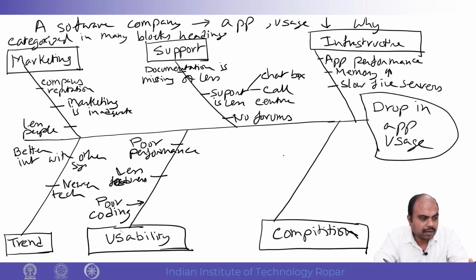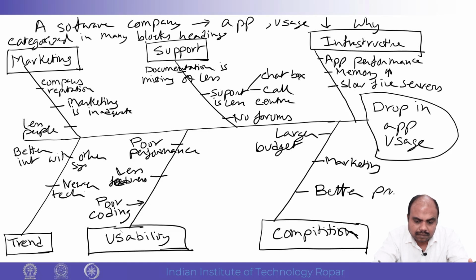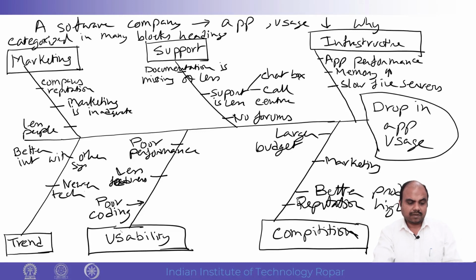In competition, they are telling other competitors have a larger budget, and they have more aggressive marketing, and their products are better. And reputation is high. So with all these things we have seen, this is an example of how this analysis has been done.